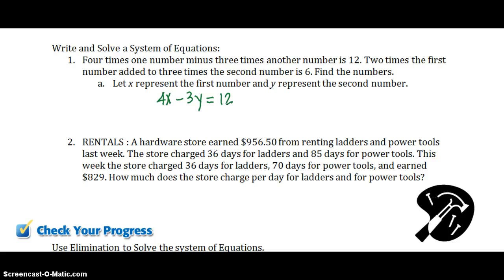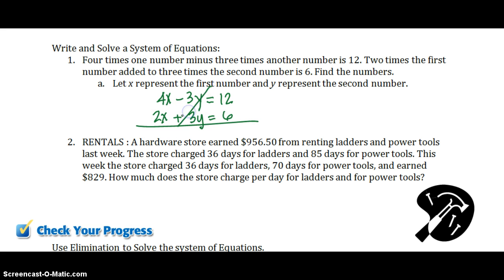2 times the first number. Okay, so what was the first number? The first number was x. So 2 times the first number added to 3 times the second number is 6. Okay, they want us to find the numbers. Guess what?